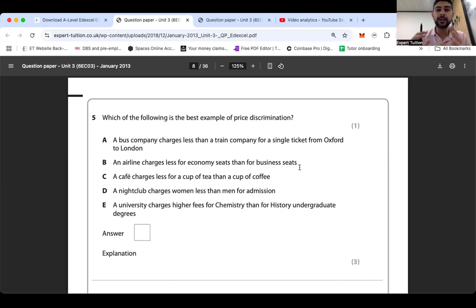This is what we call product differentiation. There's a difference. So this is not price discrimination. It needs to be the exact same good or service. The correct answer is D.